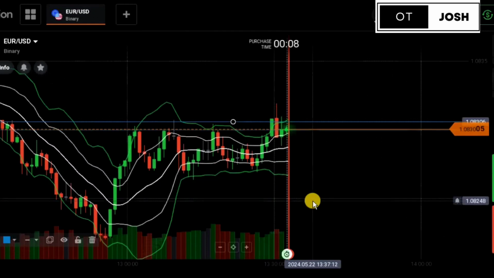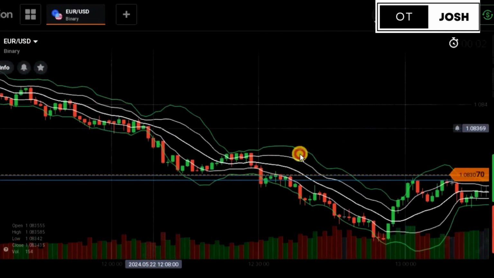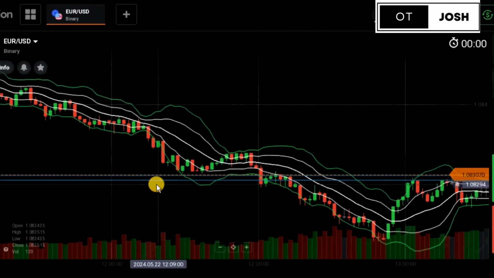Now we can also use the Bollinger Band to predict a market breakout. How do we do that? We do that using the terms called the Bollinger Squeeze and the Bollinger Bulge.